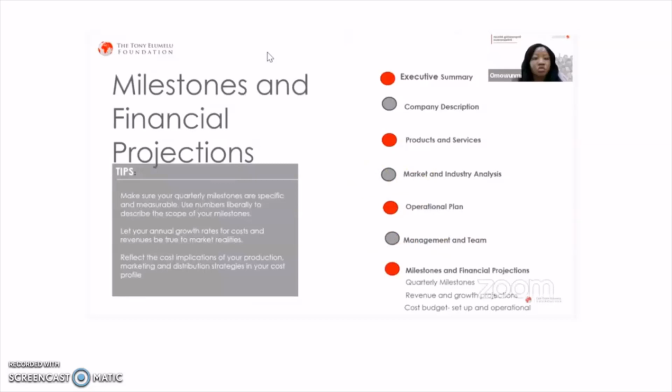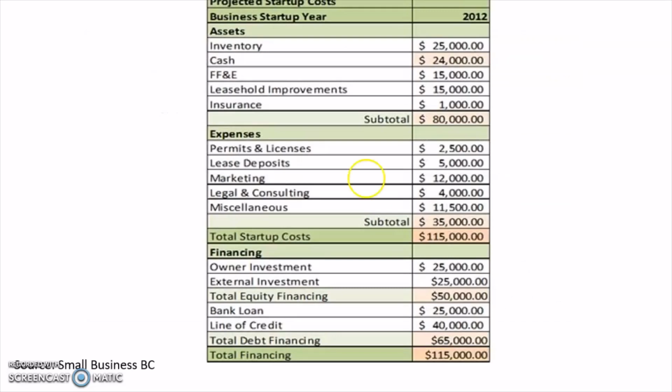And then you do a cost budget and set up an operational cost, right? What is it going to cost you to run the business? Typically, you find operational costs to include your inventory, the things that you put into the business immediately, the cash that you have, the cost for equipment and furnishing and furniture in your business, and the insurance. So these are some of the costs.